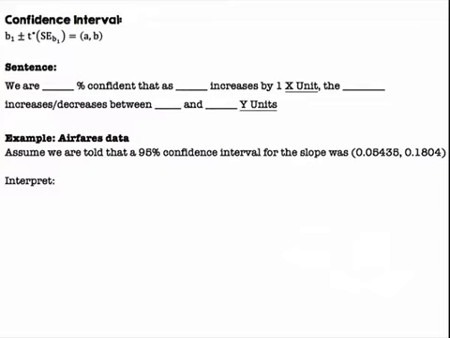All right, for a confidence interval, our formula is b sub 1 plus or minus t star times the standard deviation of b sub 1. Gives me my two values. My sentence would be that we are blank percent confident that as blank increases by x units, the blank increases or decreases between blank and blank y units.